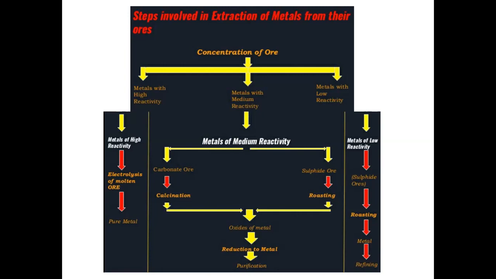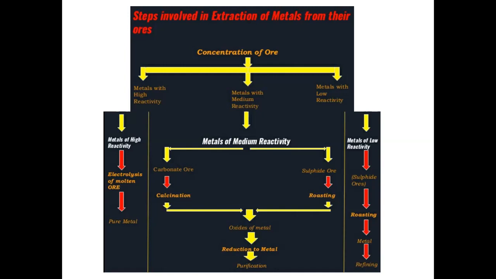If their ores are present in a sulfide form, right, they are treated with the roasting process. And if their ores are present in the form of carbonate ores, they are treated with the help of a process known as calcination. Both calcination and roasting come under smelting. So what is smelting, students? Smelting is a process in which crude ore is converted into its oxide, either by roasting or by calcination.